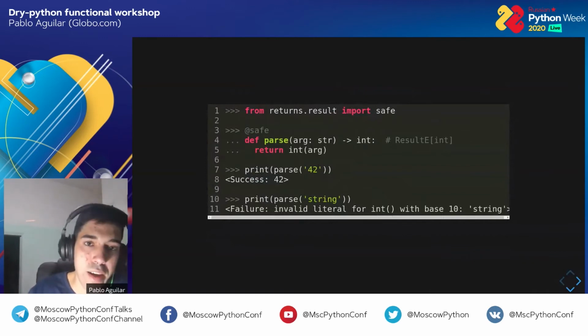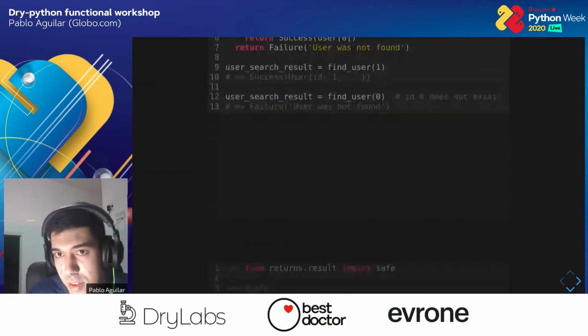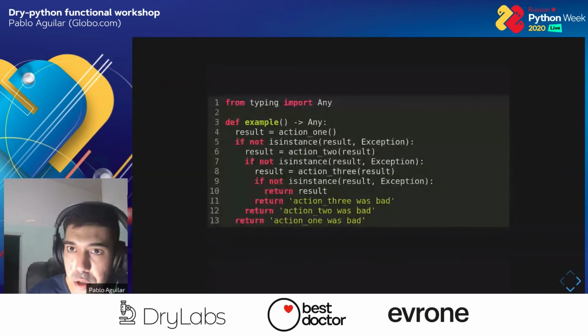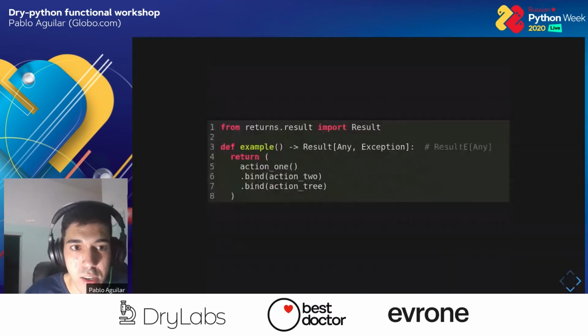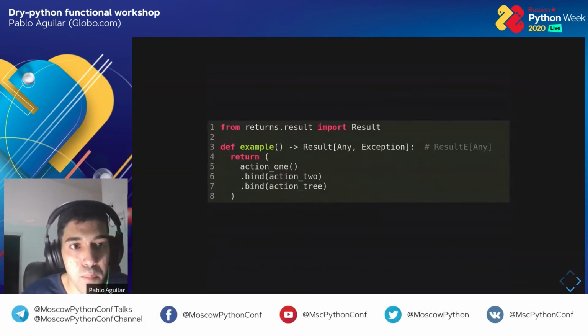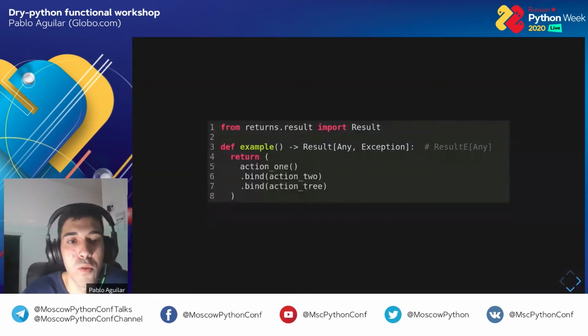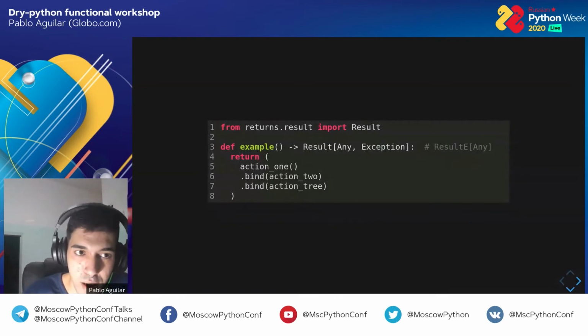So I can convert this pattern here using returns. Action 1, action 2, and action 3. It's a typo, but the action 3 returns a result container, so I can easily apply a function, just using the bind method, because the bind method will only call it if we are in the success path.